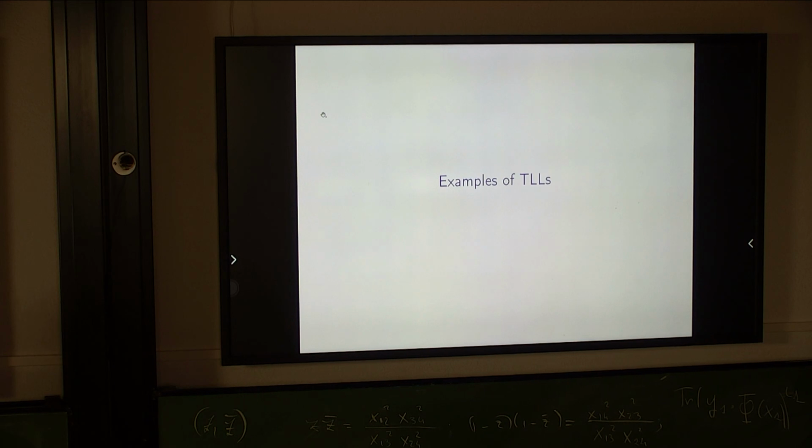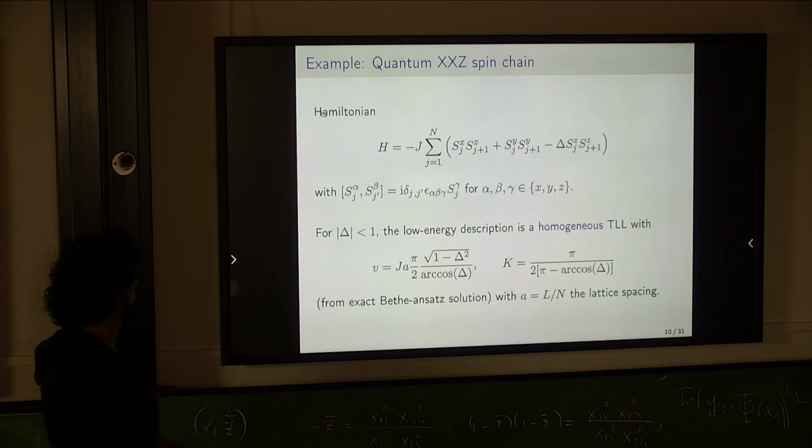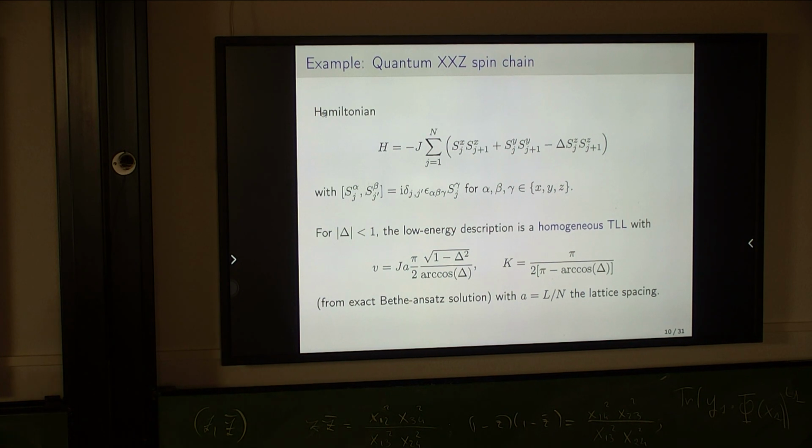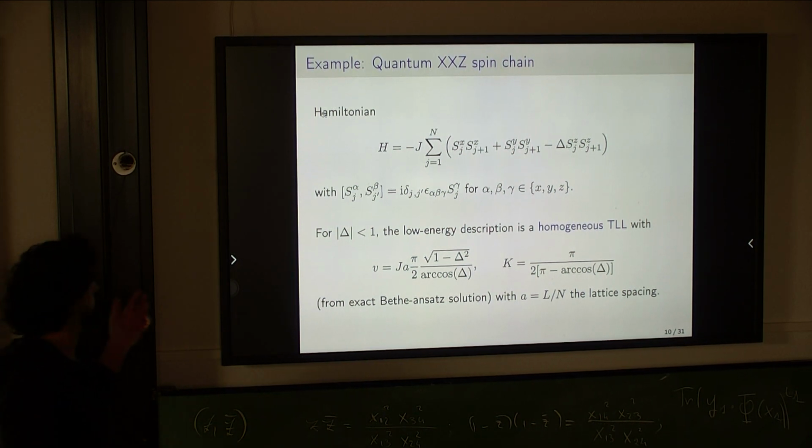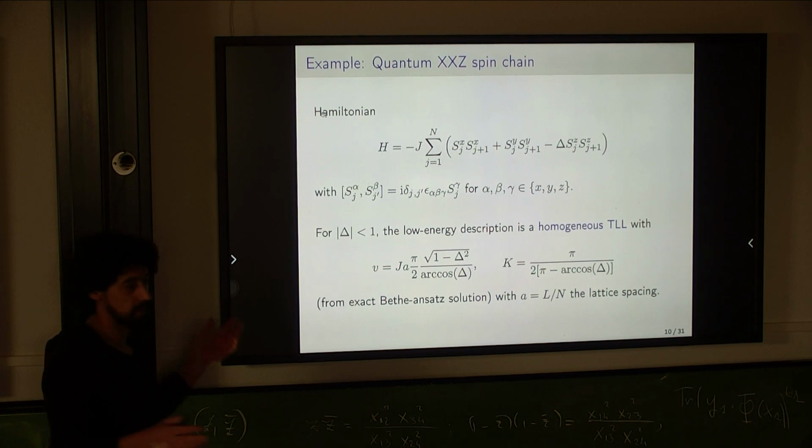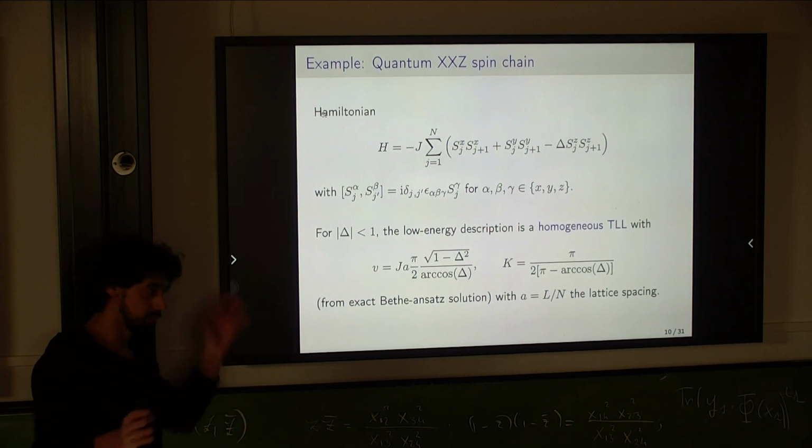Okay, so why these Tomonaga-Luttinger liquid theories? I just mentioned some examples, and they reconnect also with some examples we've seen in the previous talks. So one main motivation is to study the XXZ spin chain. I will review the usual case.